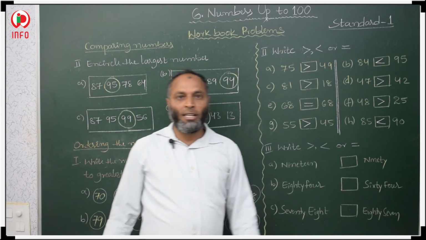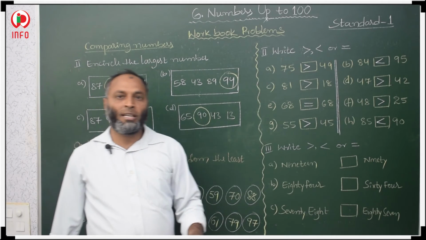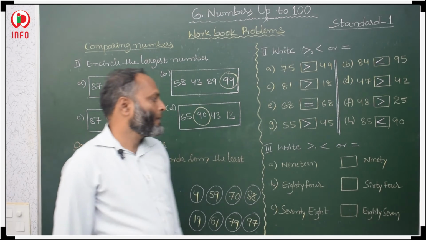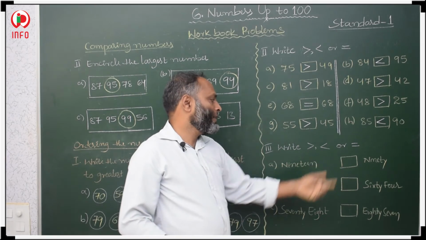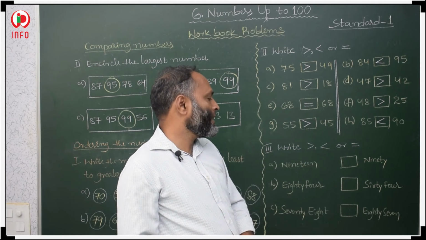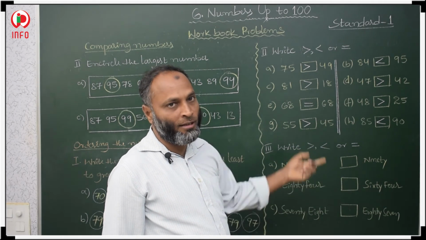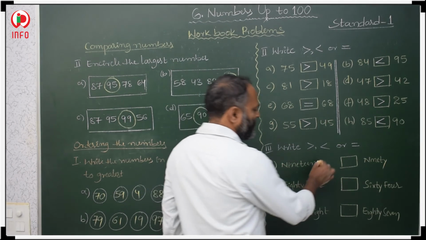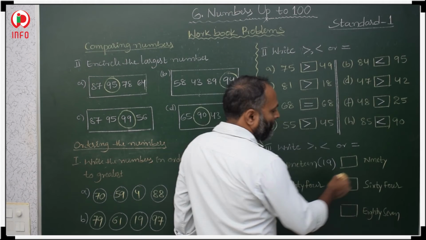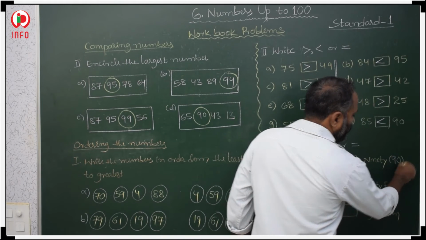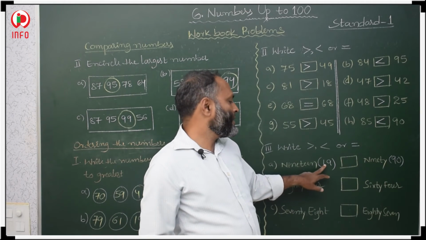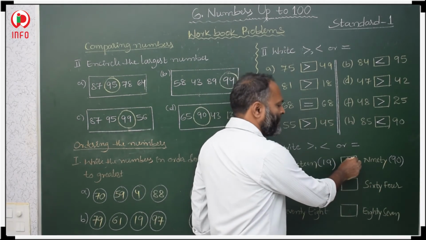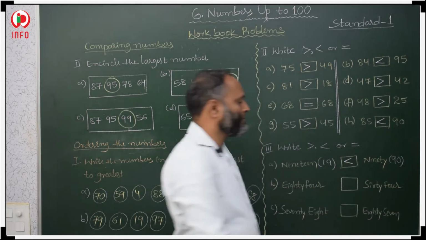According to the tens place and ones place, we have to decide and say which one is the least and which one is the greatest. Now, here the words are given, so we have to use whichever is correct: greater than, less than or equal to. So we use the symbol accordingly. 19 first. 19 means 19. 90 means 90. Now you check. Here in the tens place 1 is there, here 9 is there. 1 is less, means 19 is less than 90.